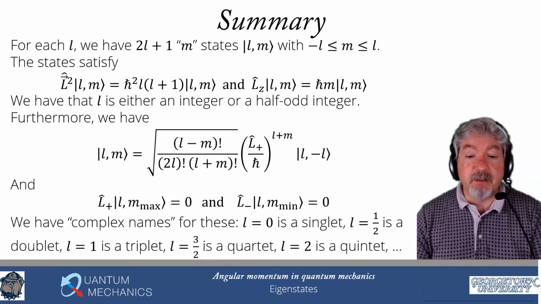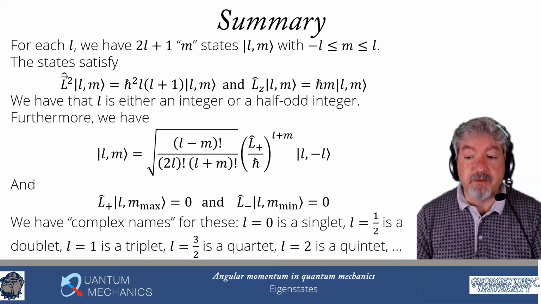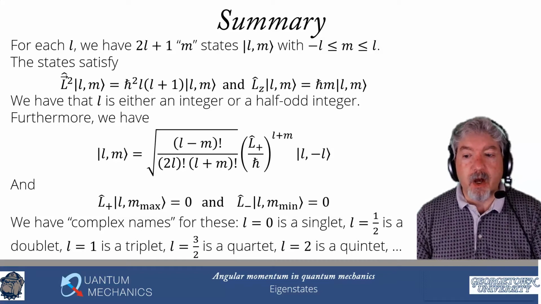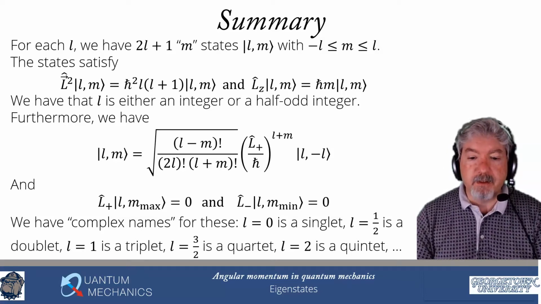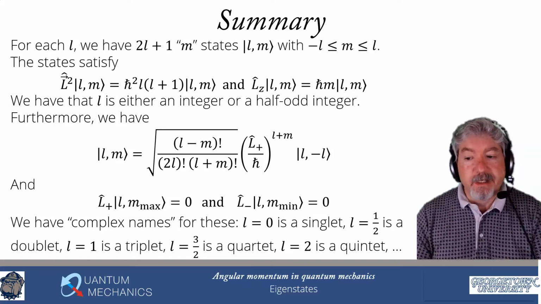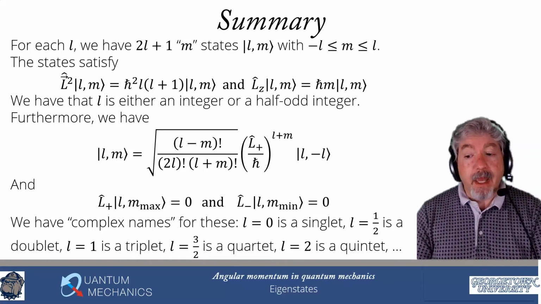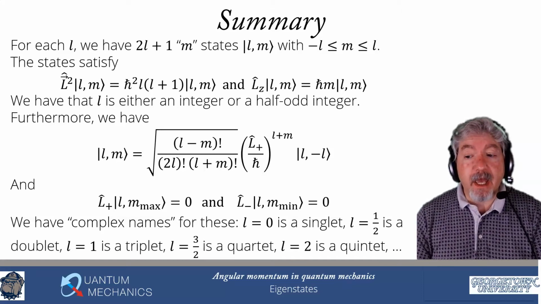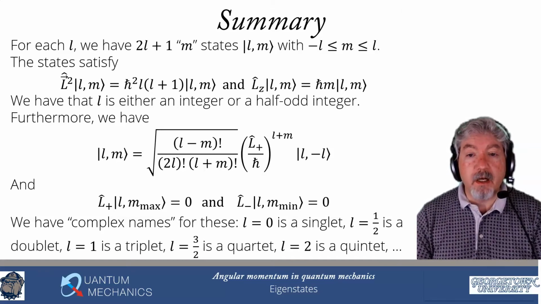Yeah, I was being a little sarcastic when I said we have complex names for these, but you will hear those names often when people are talking about angular momentum: singlets, doublets, triplets, etc. So it's good that you get used to exactly what those names mean. And now that ends the second half of Lecture 1 of Module 7.